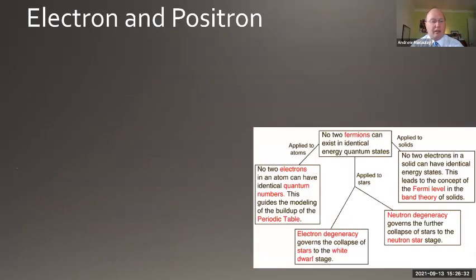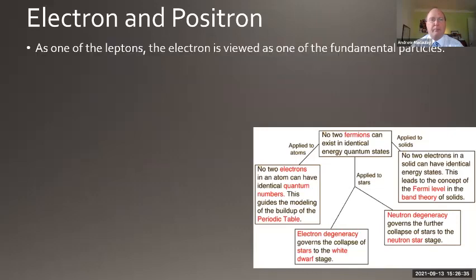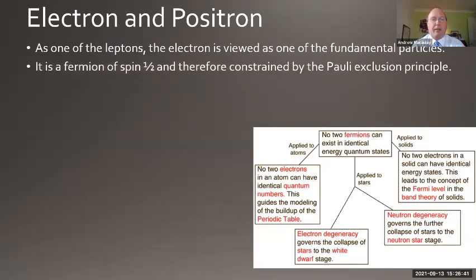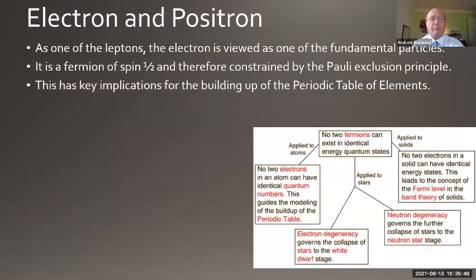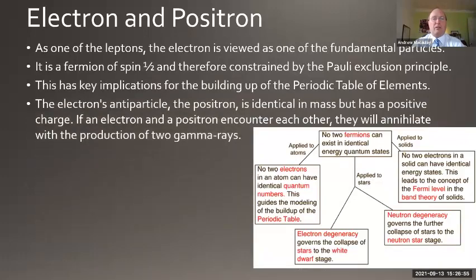Now let's deal with the electron and positron. As one of the leptons, the electron is viewed as one of the fundamental particles. It's a fermion of spin 1/2 and therefore constrained by the Pauli exclusion principle. This has key implications for the building up of the periodic table of elements. The electron's antiparticle, which is the positron, is identical in mass but has a positive charge. If an electron and a positron encounter each other, they will annihilate each other with the production of 2 gamma rays, and we've already seen that.